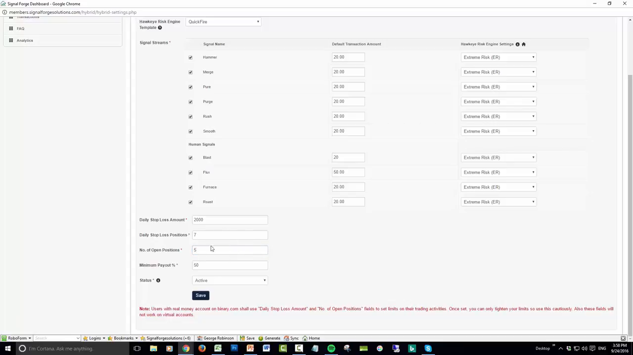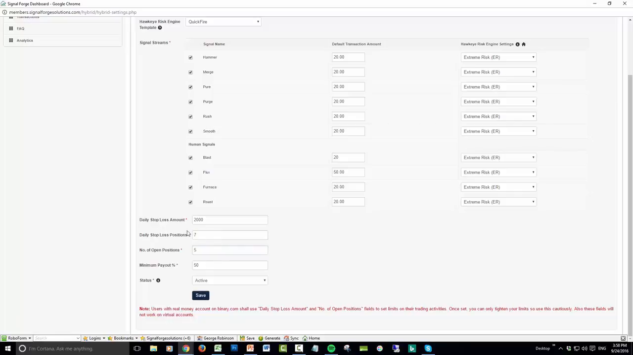Again, you can set these to whatever you like. This is just what we have it set at. And you'll find that we don't miss out on many trades because of these settings. It's only on a freak event that it would come into play.